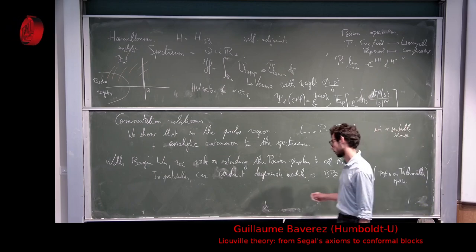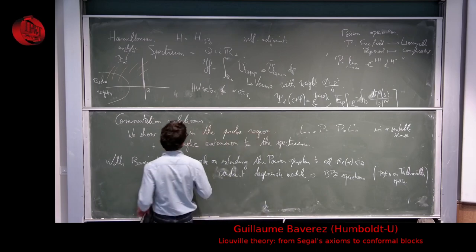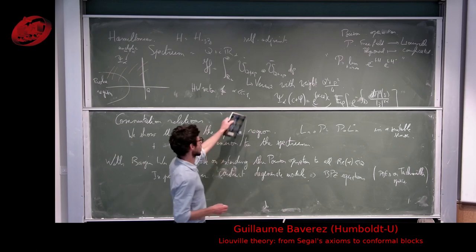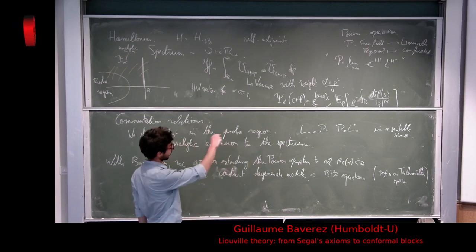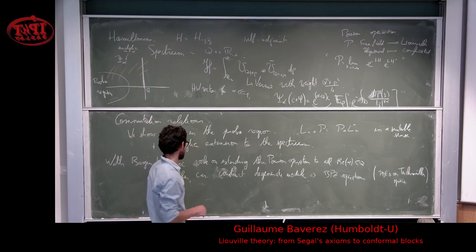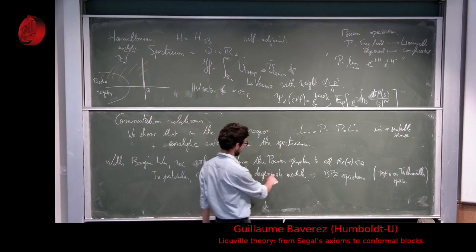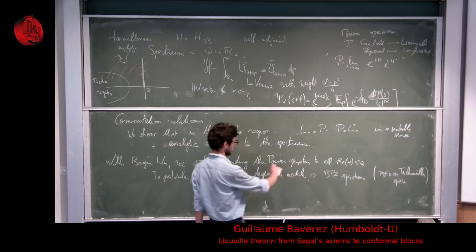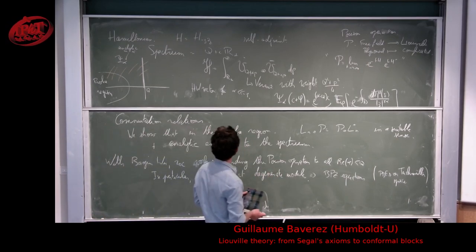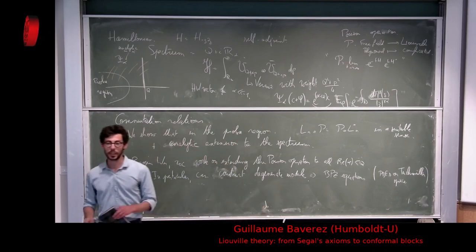If you just stare at the expression for these Liouville states, it's not clear at all that for the degenerate weights you would get non-trivial relations in the module. But we did find a way to extend the Poisson operator, which allows us to show this. I think my time is up, so I'll stop here. If you have any questions.